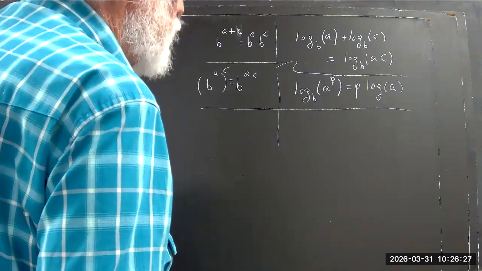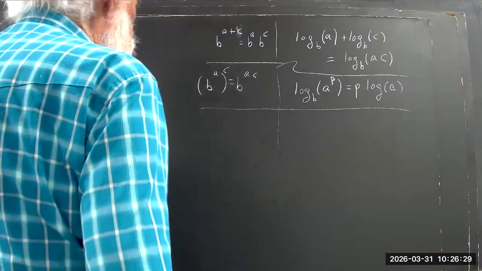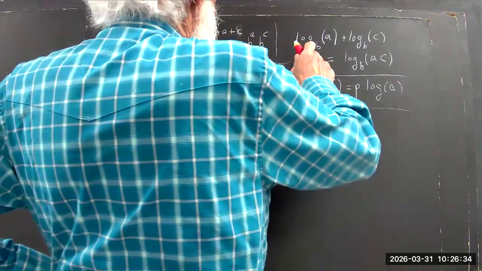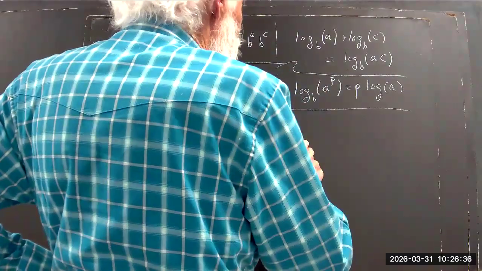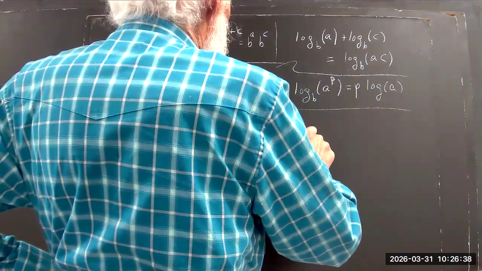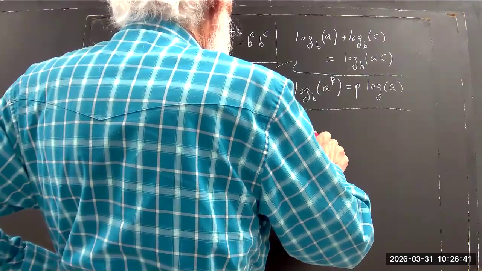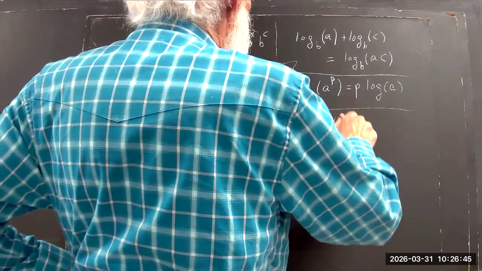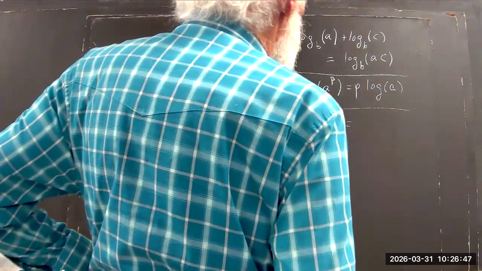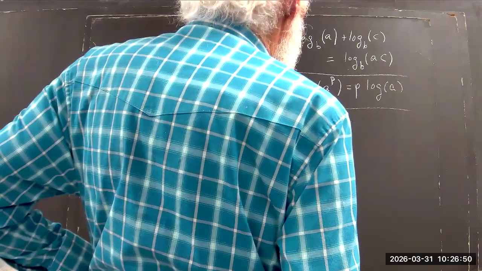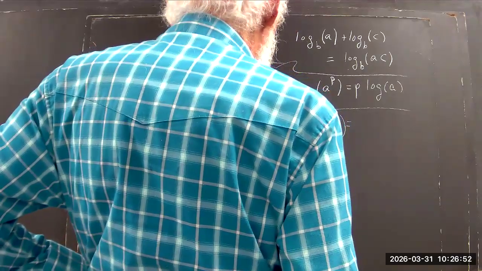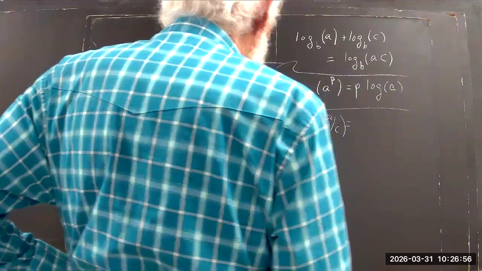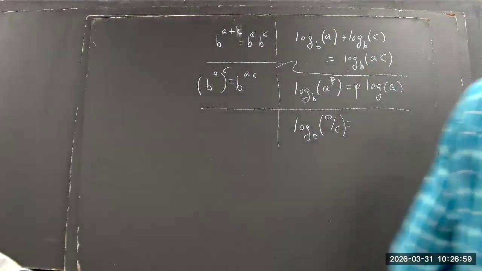There's another rule that I have always thought is unnecessary because these two rules imply the third rule, but it can be handy to know. It's log base b of a over c. Let me pause a minute because there's a connection I want to make there.